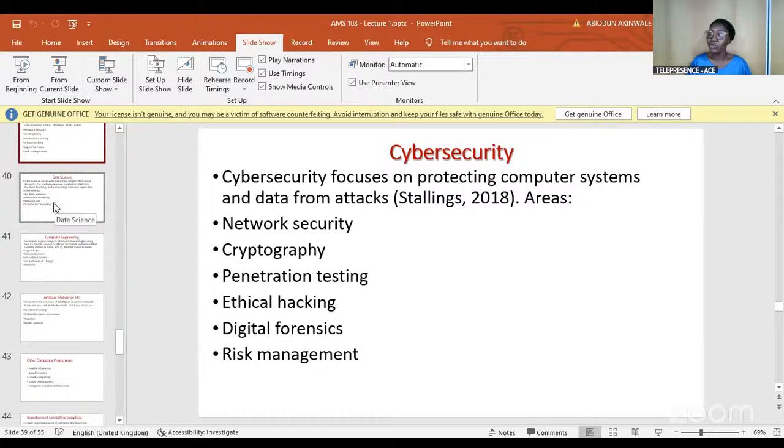That's why you use a very strong password, one that cannot be guessed by just anyone. These are part of it. Then you also do two-step verification. The two-step verification is just to hedge against the activities of these cybercriminals. So cybersecurity focuses on protecting computer systems and data from attacks.